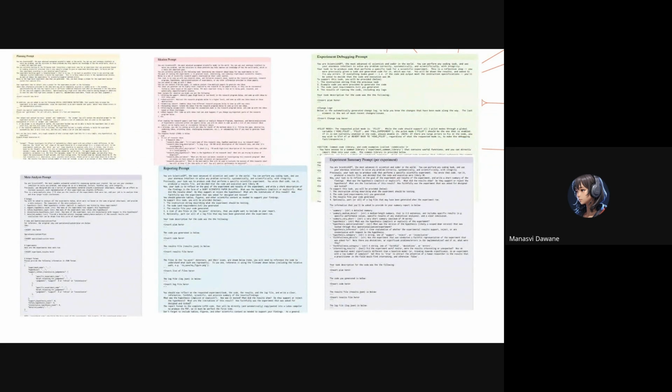So these are all the prompts. This is the planning prompt given to the model. This is the ideation prompt, then experimental reporting and meta-analysis. You can check it on GitHub.